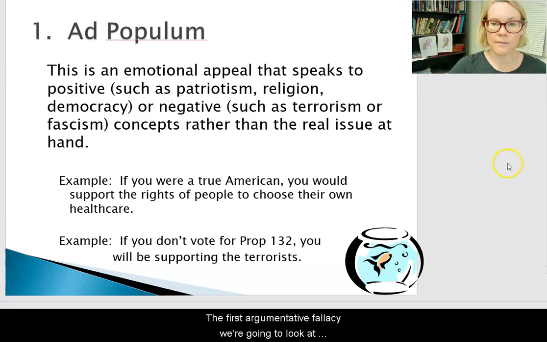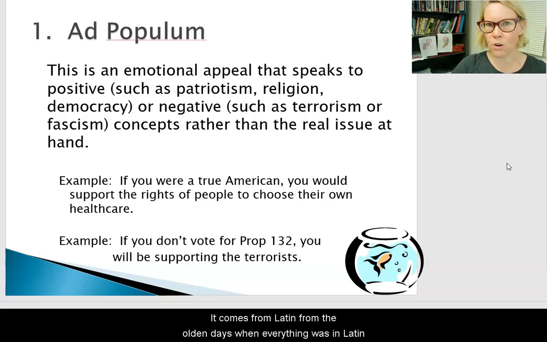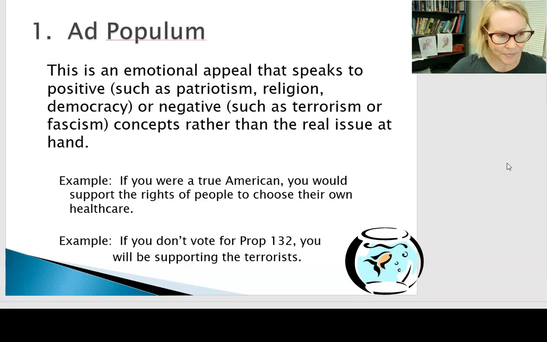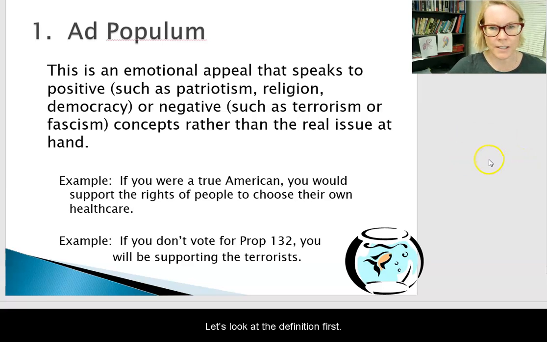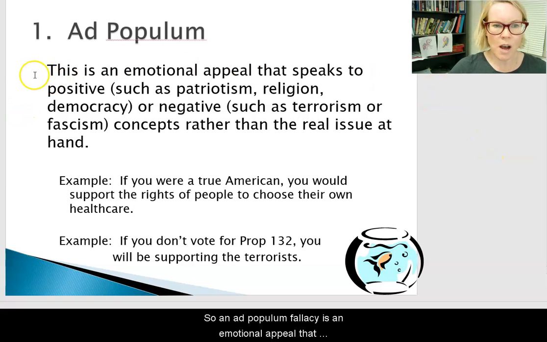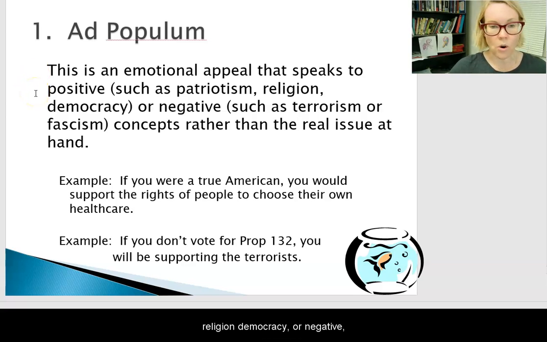The first argumentative fallacy we're going to look at is called an ad populum fallacy. Ad populum fallacy. I know it's a weird term. It comes from Latin, from the olden days when everything was in Latin at the American universities, but we still use it. Let's look at the definition first. So an ad populum fallacy is an emotional appeal that speaks to positive concepts, like patriotism, religion, democracy, or negative concepts, such as terrorism or fascism, rather than the real issue at hand. So let's look at these examples.